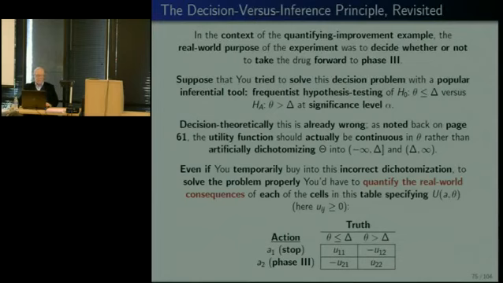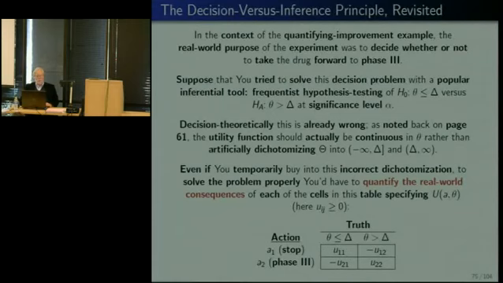So the columns represent the truth about theta, and the rows represent the actions. Action 1, you will recall, is stop. Action 2 is go to phase 3. Truth is you should stop in the left-hand column, and you should go forward in the right-hand column. And so even with this artificial dichotomization of the utility function, there are going to be 4 numbers that you have to specify in order to do this right.